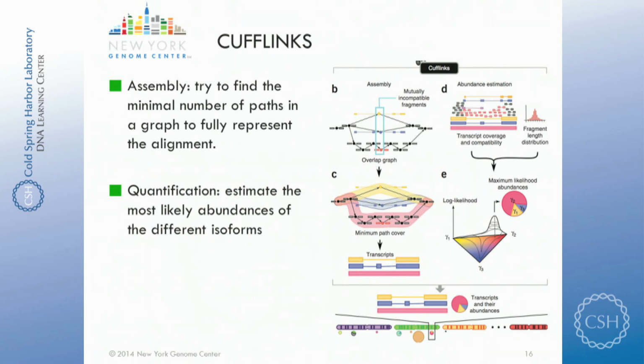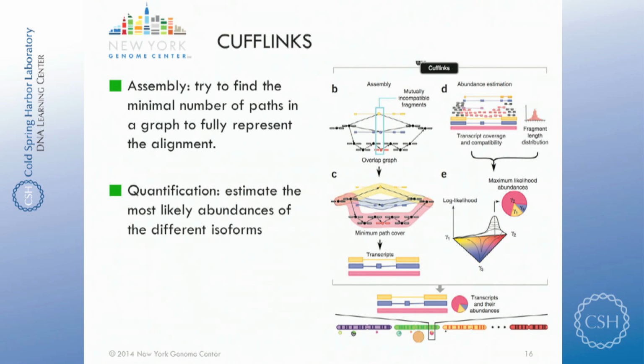So here is the main figure of their paper. For the assembly, which is that part here, the goal is to try to find the minimal number of paths on a graph to fully represent the alignment. And I guess that will be described better by Mike Schatz later today.